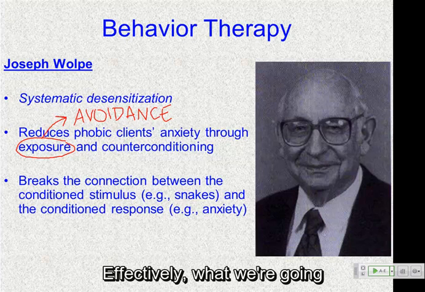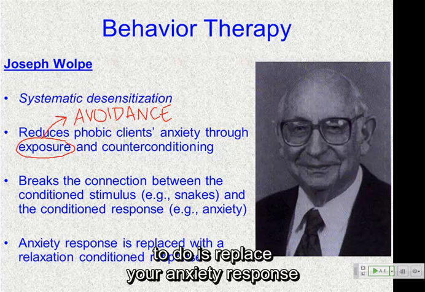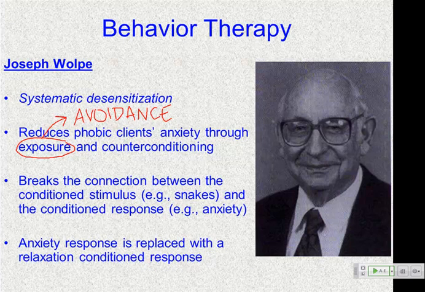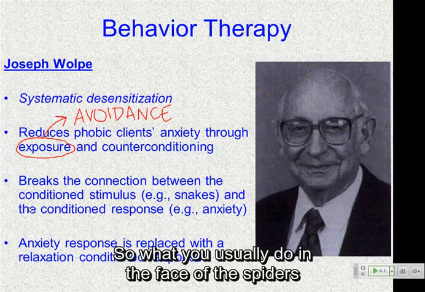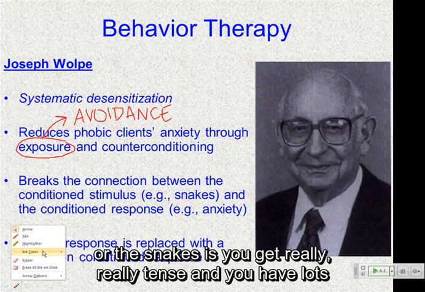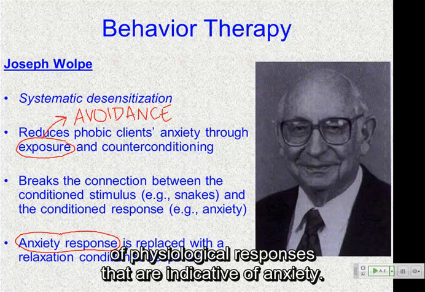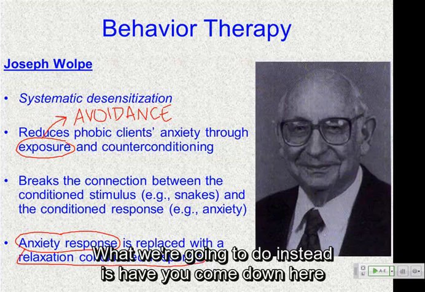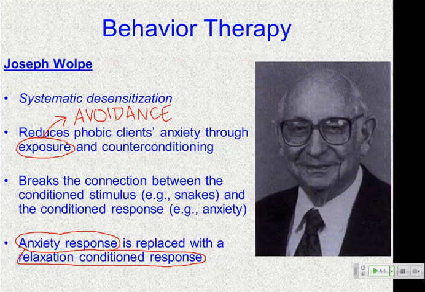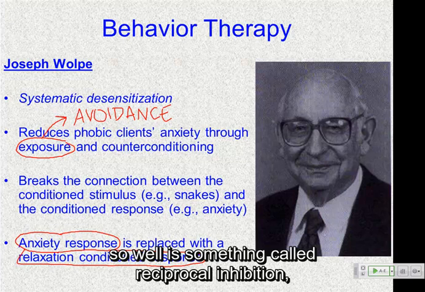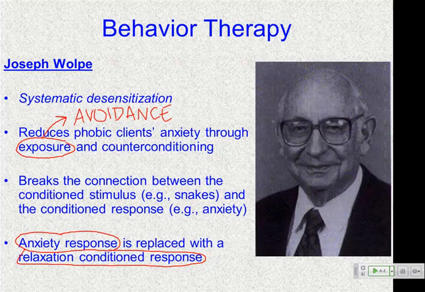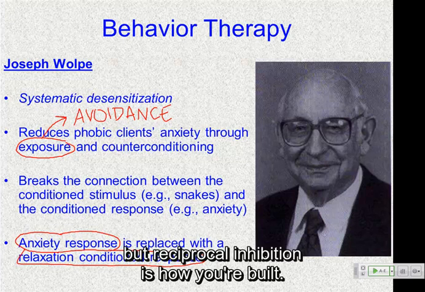Okay. Effectively, what we're going to do is replace your anxiety response with a relaxation conditioned response. So what you usually do in the face of the spiders or the snakes is you get really, really tense and you have lots of physiological responses that are indicative of anxiety. What we're going to do instead is have you come down here and do relaxation instead. By the way, the reason this works so well is something called reciprocal inhibition, which is a term you don't need to know.